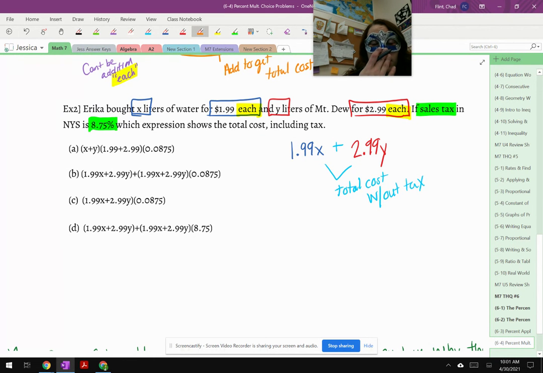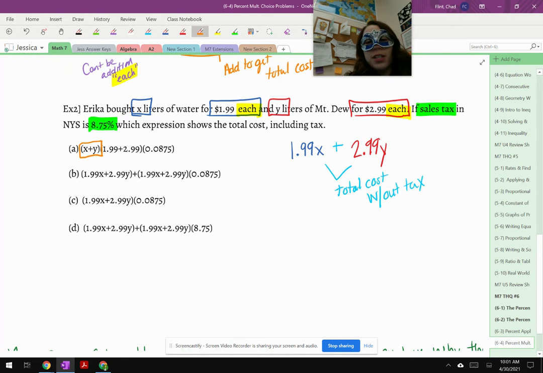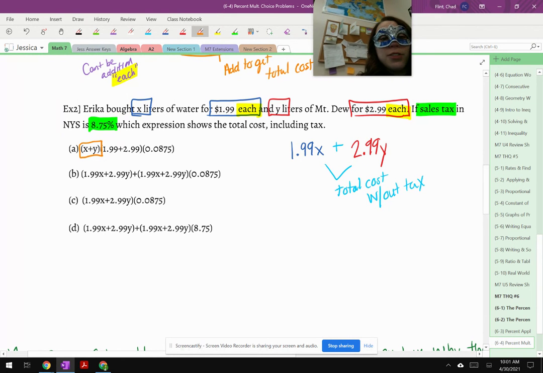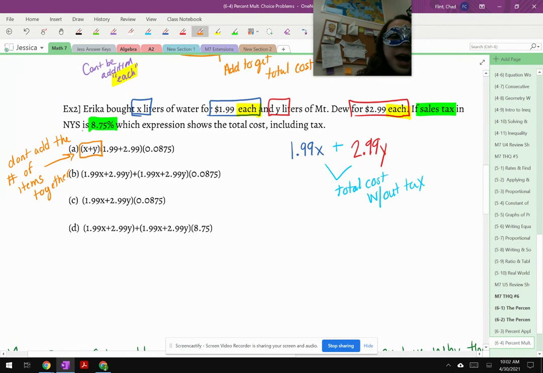So looking at choice A to start with, first off, immediately I'm seeing some weirdness because they're adding the X and Y together. They're adding how many things of water and how many things of Mountain Dew they bought together. No, that doesn't make sense. You add the cost together, but not the number of items. So choice A is a no-go.